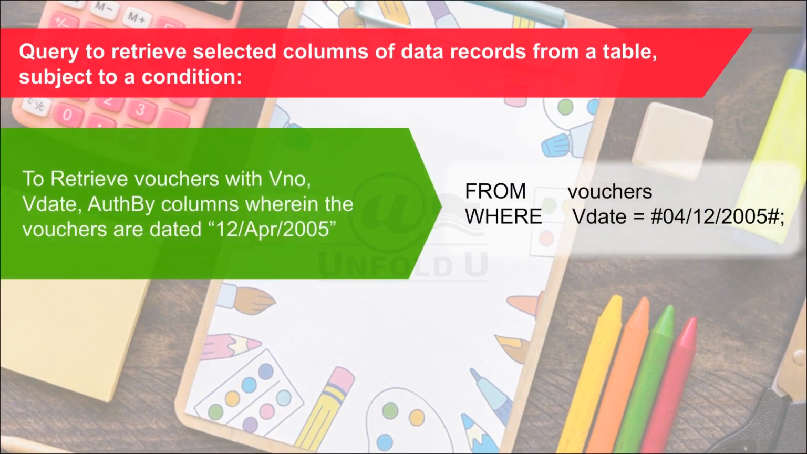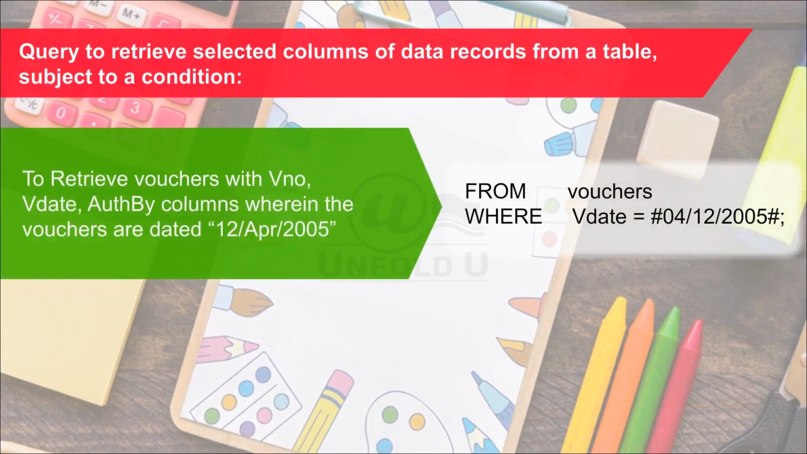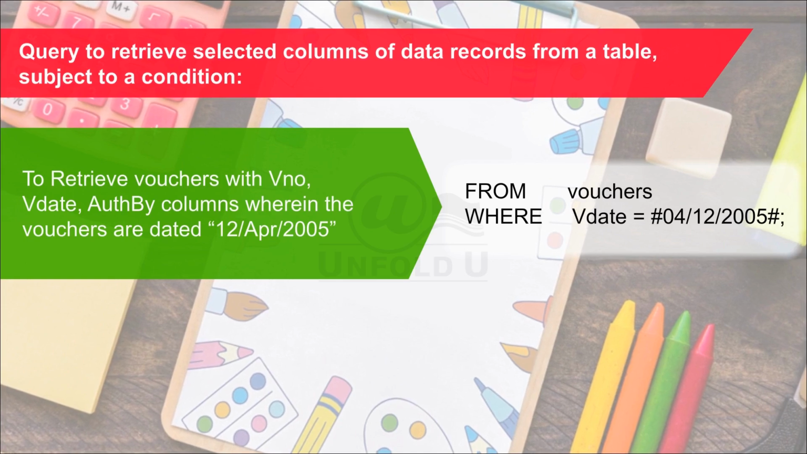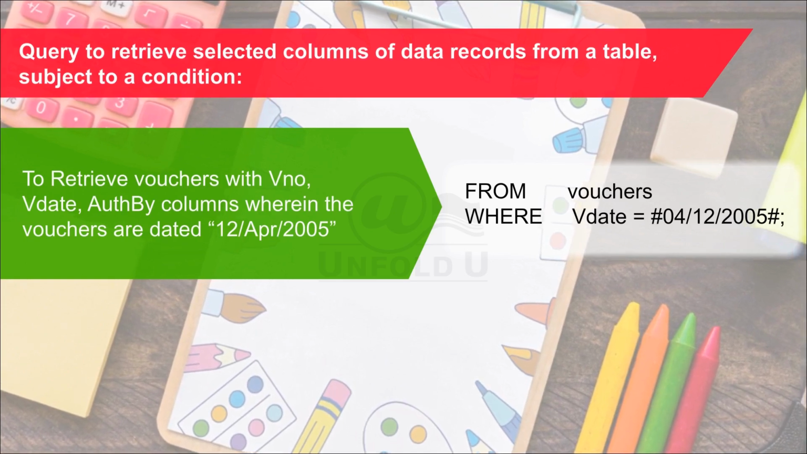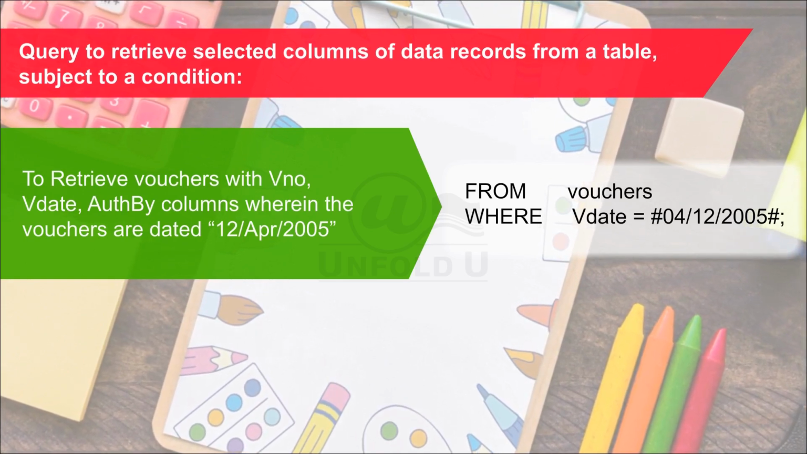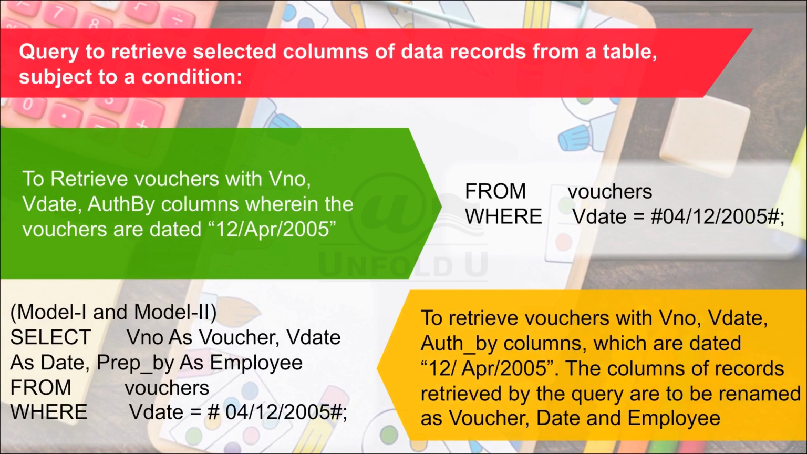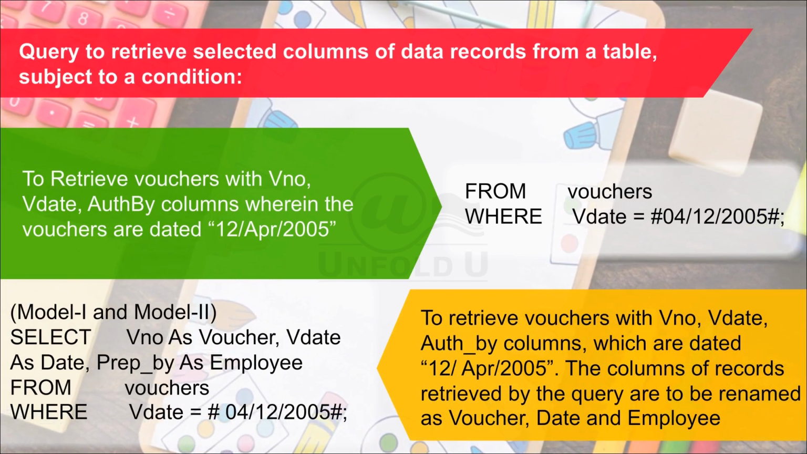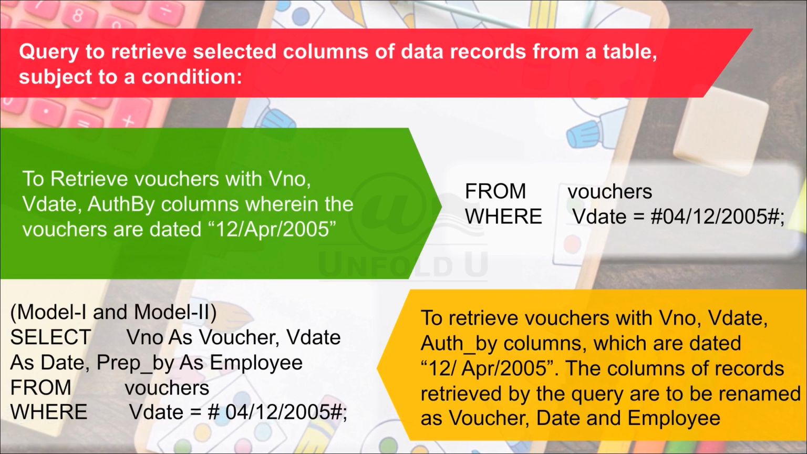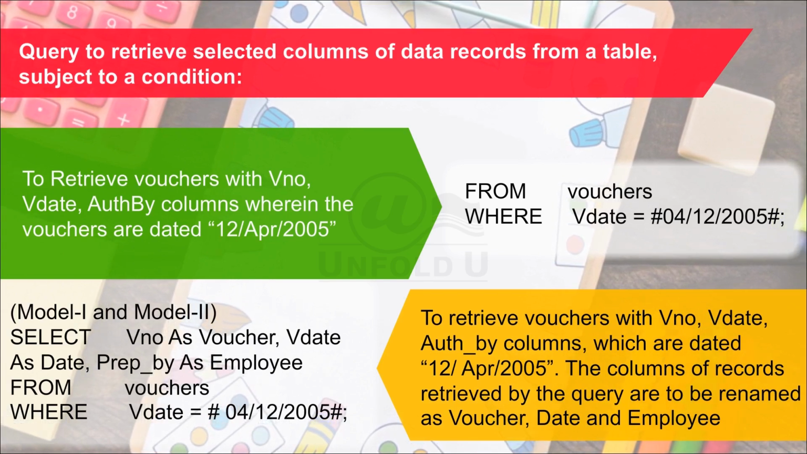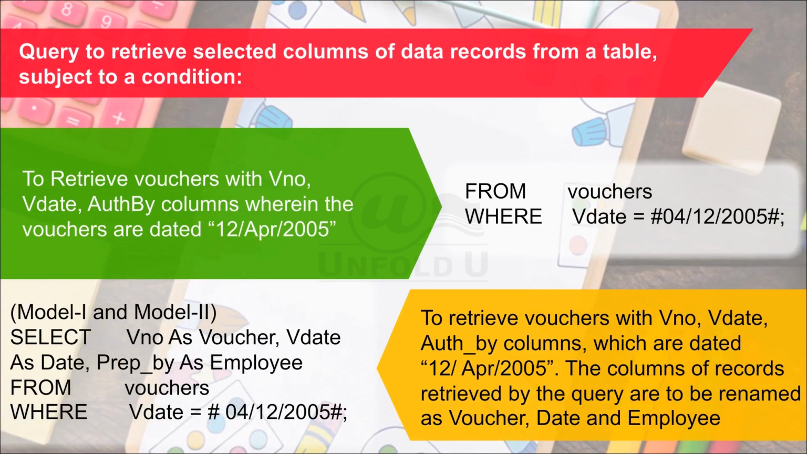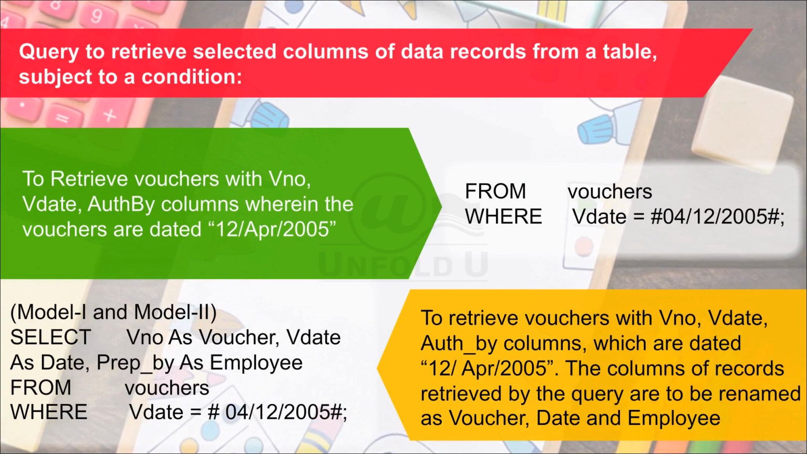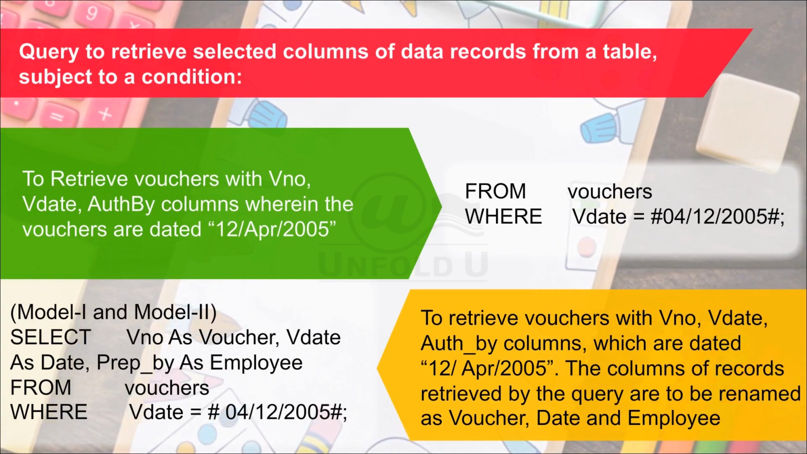Query to retrieve selected columns of data records from a table, subject to a condition. 1. To retrieve vouchers with V number, V date, authorized by columns wherein the vouchers are dated 12th April 2005. 2. To retrieve vouchers with V number, V date, authorized by columns which are dated 12th April 2005, the columns of records retrieved by the query are to be renamed as voucher, date, and employee.